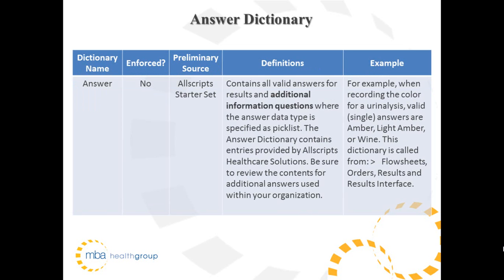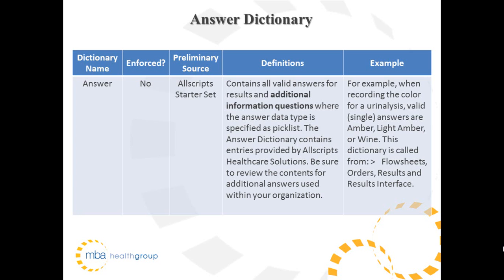On this slide I will be introducing you to the answer dictionary. This is another example of a classified type dictionary. It is not fully enforced, but does have enforced entries, as the previous 2 dictionaries. It contains items such as valid answers for results and additional information questions if the answer data type is specified as pick list. In this presentation, we will be covering just the part in regard to the additional information questions. As was said previously, items from the answer dictionary can be used as answers for additional information questions if the answer data type is specified as pick list.